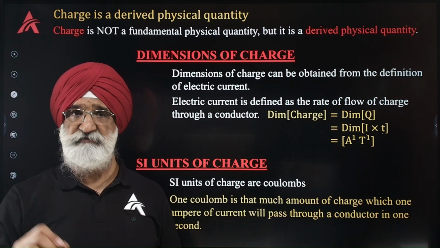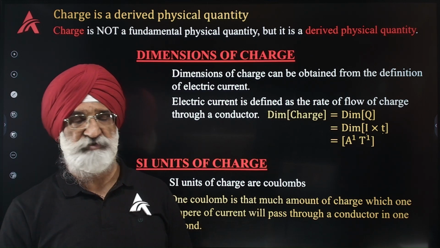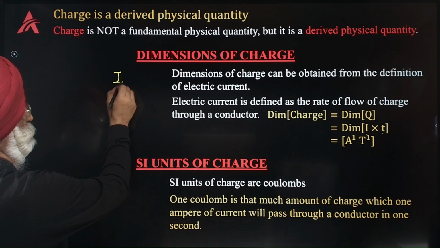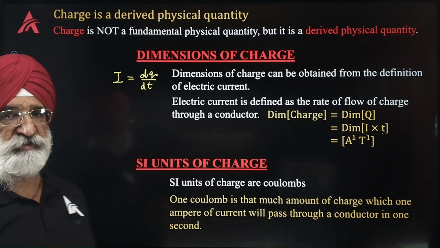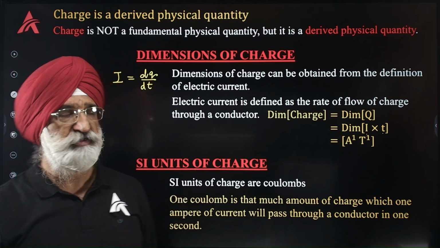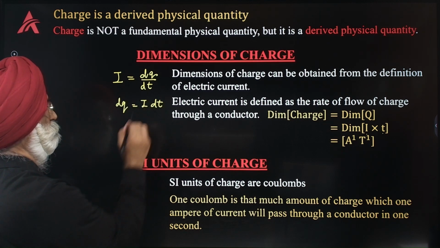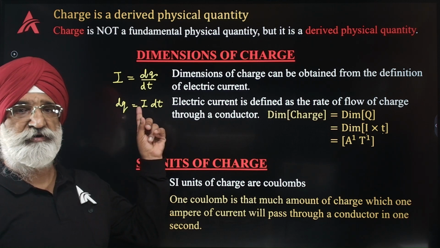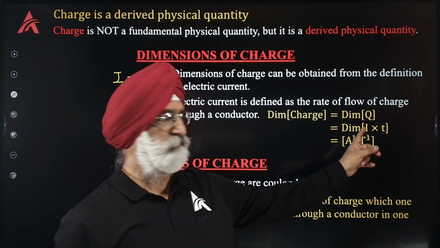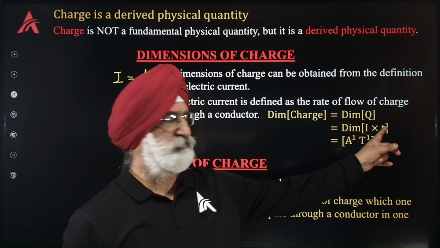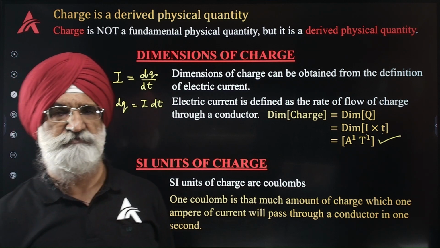Electric current, as we have done in our lower classes, is defined as the rate of flow of charge. If I is the representation of electric current and dq is a small amount of charge which flows in time dt, so I will become dq upon dt. By cross multiplication, dq will become I into dt. That means charge is equal to the product of current and time. Charge is equal to I into t. The dimension of I, current, is ampere, and the dimension of t is T. So A¹T¹ will be the dimensional formula for charge.